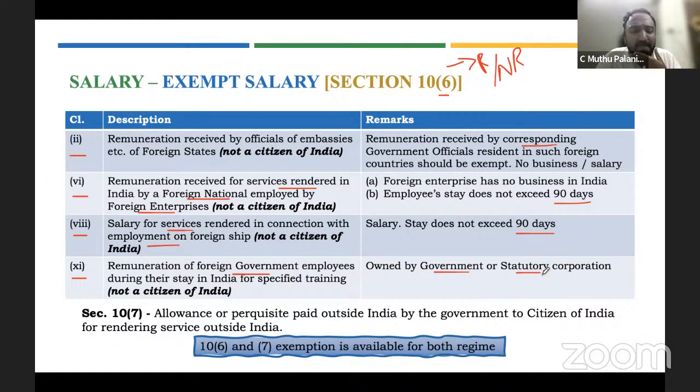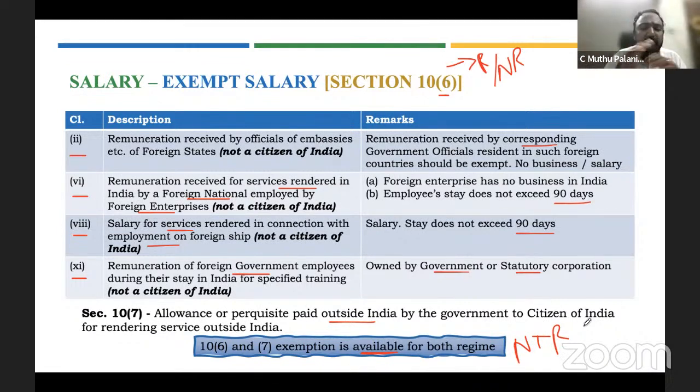How much importance in the exam? A very rare situation only, but sometimes it has been questioned, selectively. And the last one, allowance or perquisite paid outside India, we already discussed. Please understand that both section 10 and clause 6 are available for both regimes, which means available under the new tax regime and also under the old tax regime. So this is all about the salary provisions.